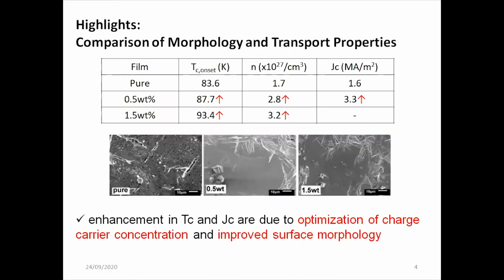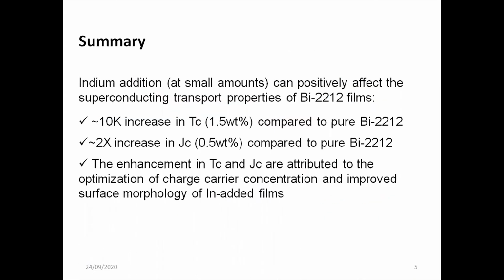Comparison of morphology and transport properties suggests that the enhancement in Tc and Jc are due to optimization of charge carrier concentration and improved surface morphology. In summary, indium addition at small amounts can positively affect the superconducting transport properties of bismuth 2212 films.